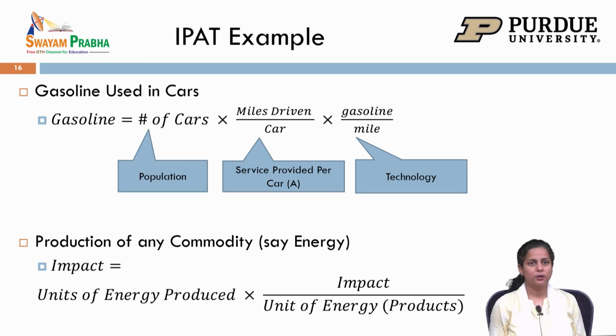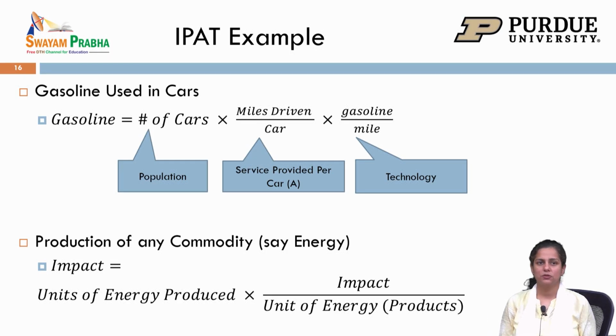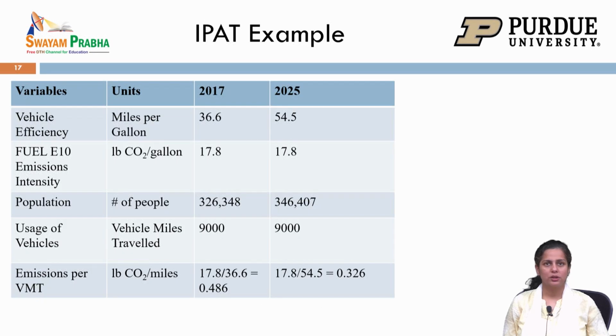Similarly, if you have production of any commodity, say energy, you can calculate the impact as the units of energy produced multiplied by the impact per unit of energy produced. Okay. With this understanding, we'll quickly do a simple exercise.